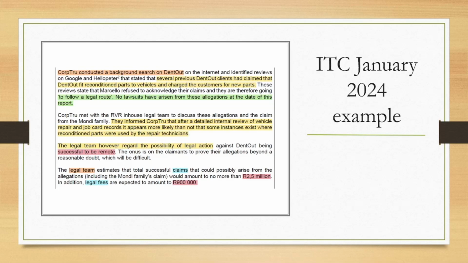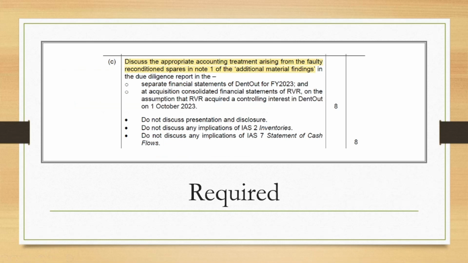However, the legal team stated that the possibility of legal action being successful is remote. The legal team also estimates claims to be 2,500,000 and the legal fees to be 900,000 Rand. So that is it. That's the only excerpt I'm giving you from this question. I just need you to read the required and give me the answer.